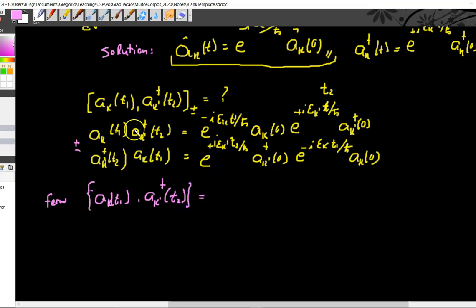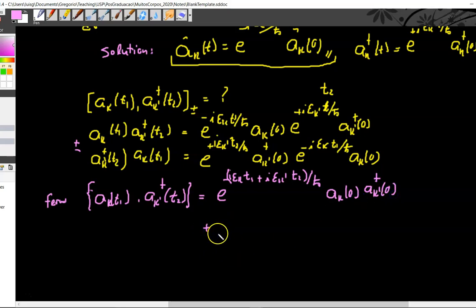Here I have, so it would be this plus this. I'll have E minus EK T1 plus I EK prime T2 over H bar, AK0, AK dagger 0, plus the same thing, right? A minus I EK T1 plus EK prime T2.